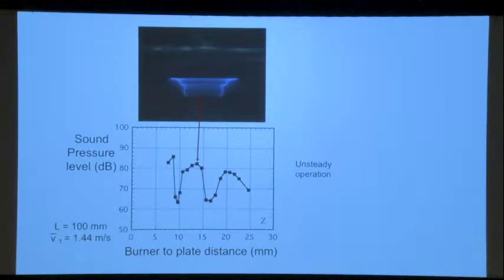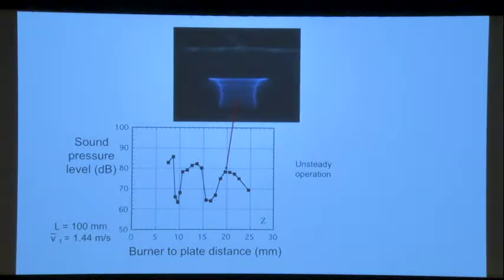And if we change the situation, we increase the distance, we go to a place where there is no instability, and then we go again to a situation where you have instability, and then you go down again and you have a third instability taking place. So it's just by changing the distance between the plate and the burner. So when the burner is very far, you are in this regime. So you have all sorts of wrinkles here, and you are in this regime of instability.